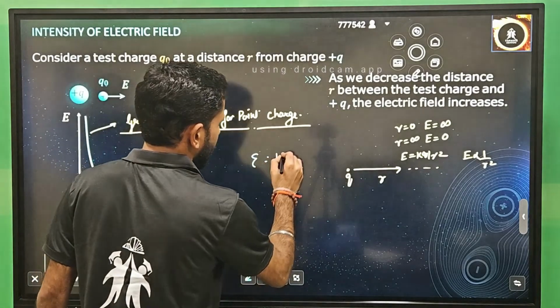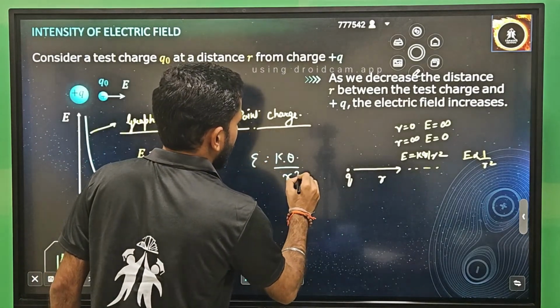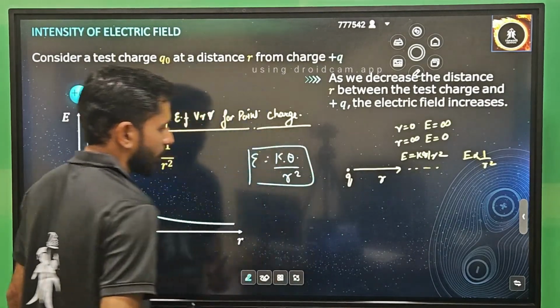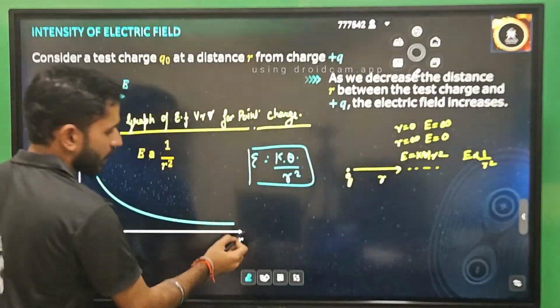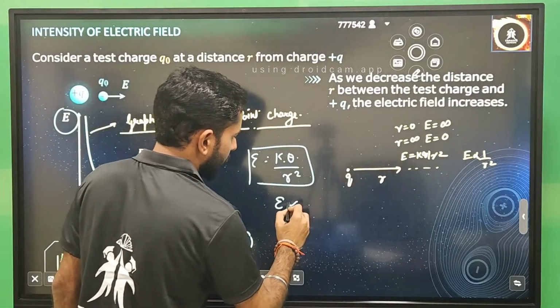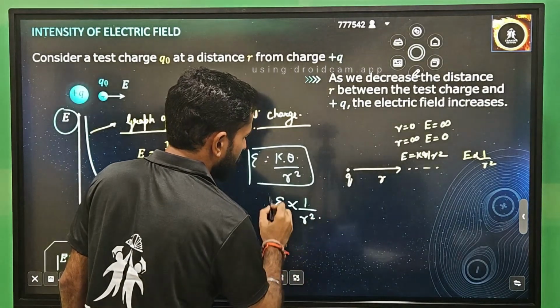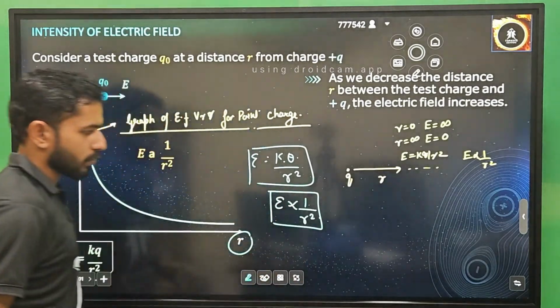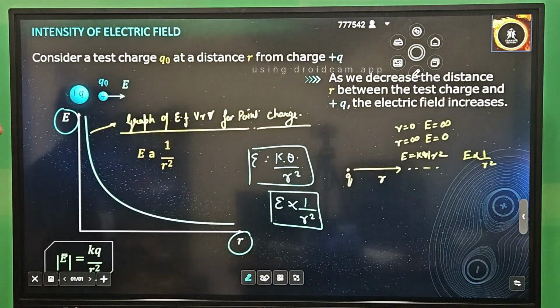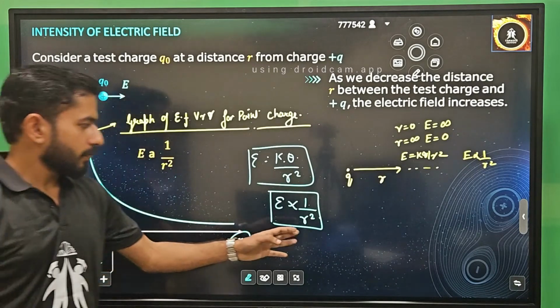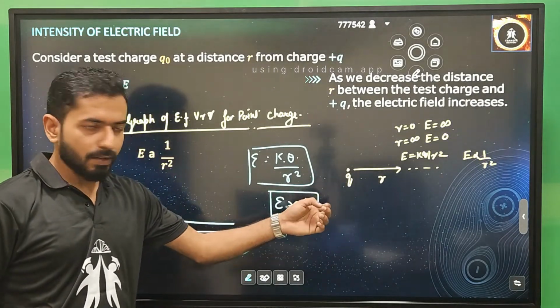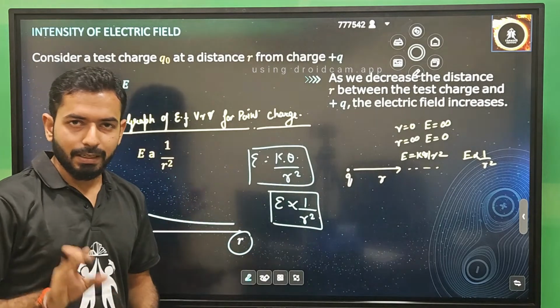Now, if I am talking about how it is varying on the curve, electric field is equal to KQ divided by R square. That means if I ask you to draw a curve between electric field versus position, I can say electric field is inversely proportional to R square. Correct? That means if distance is increasing, the electric field will be decreasing continuously.